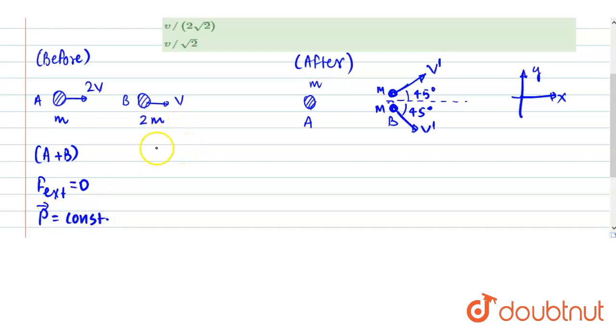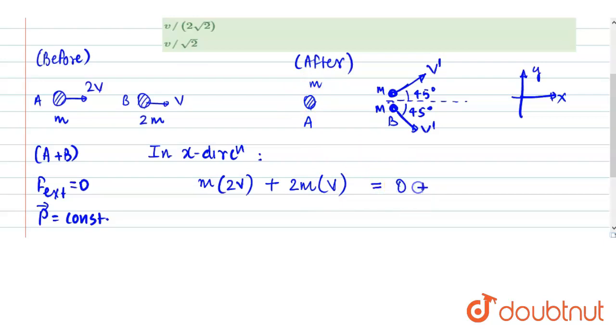So first let's see the momentum in x direction. What is the initial momentum in x direction? Particle A is moving with the speed 2v, so its momentum will be m into 2v. Similarly, particle B has mass 2m and is moving with the speed v. So this is the initial momentum in x direction. After collision, the particle A is moving in x direction with the speed 0, and particle B will be moving.